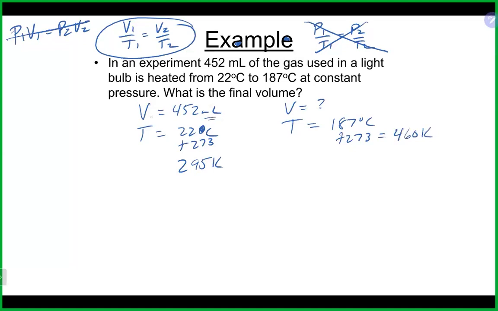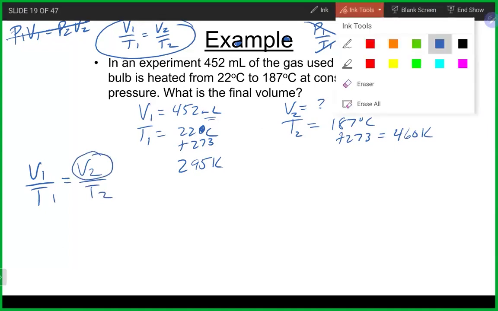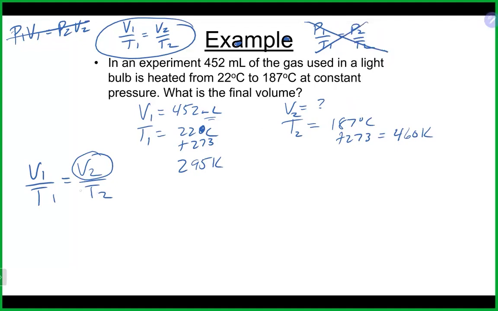And once again here, I'm just going to call my first set of information the ones and my second set the twos, and we're going to rearrange this equation correctly, hopefully. We are looking for V2. So that means that we need to move our T2 to the other side. In this case, our T2 is on the bottom, which means when it goes to the other side, it will go to the opposite location, which is on top. And that means that we will end up with V1 T2 over T1 equals V2.